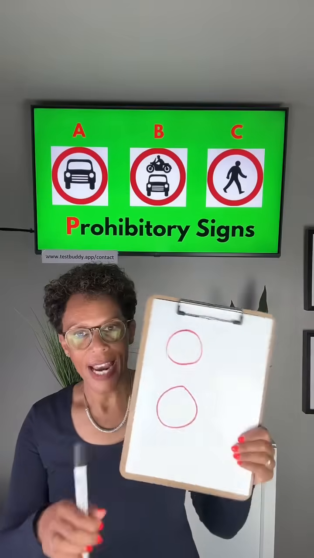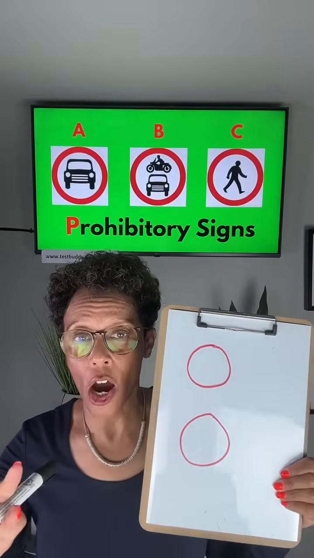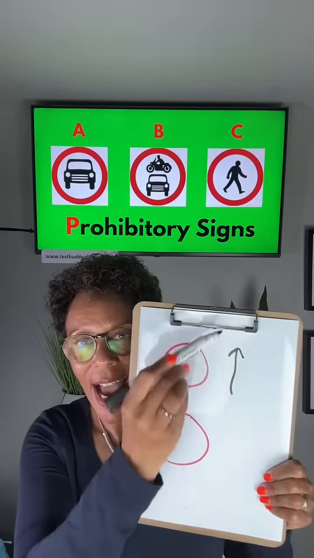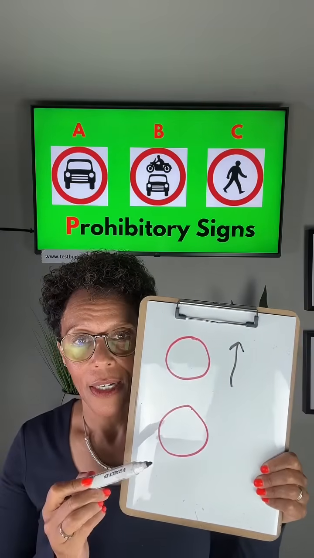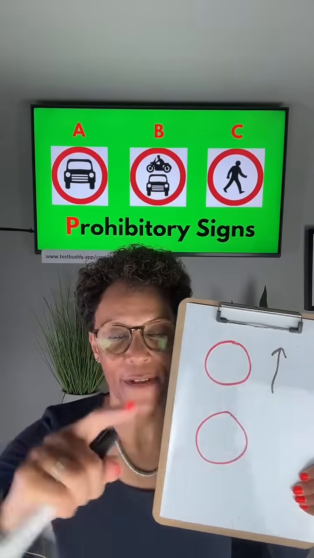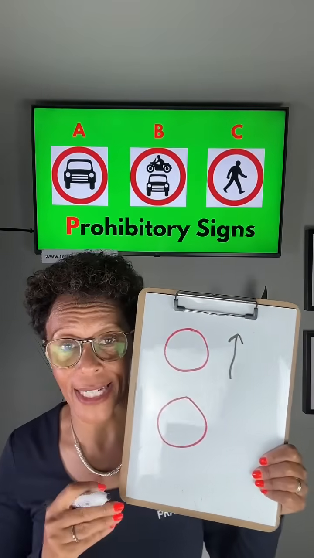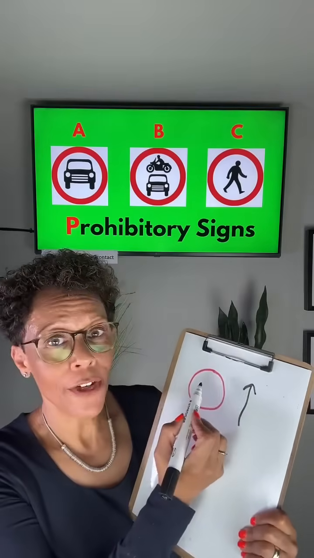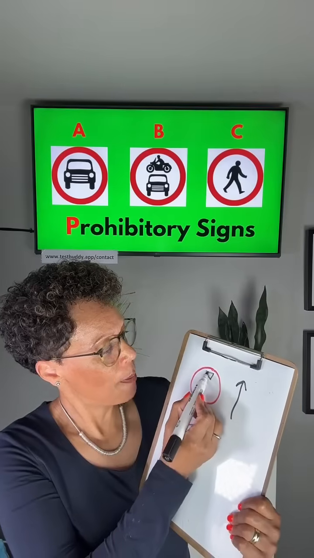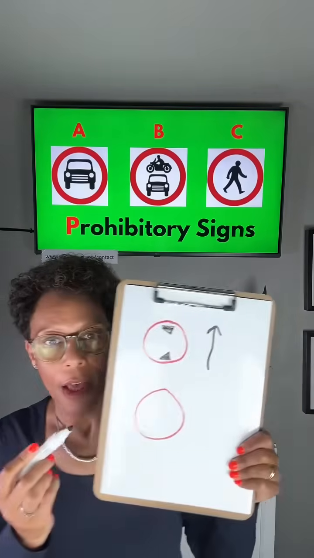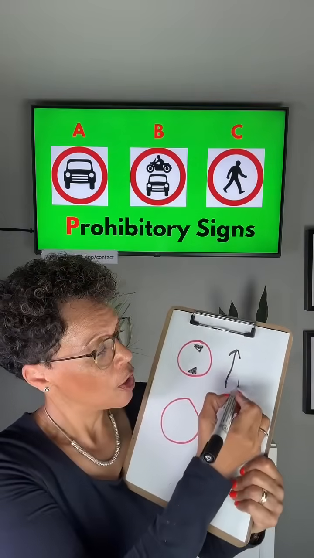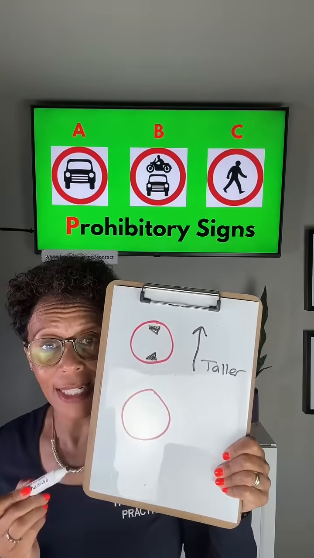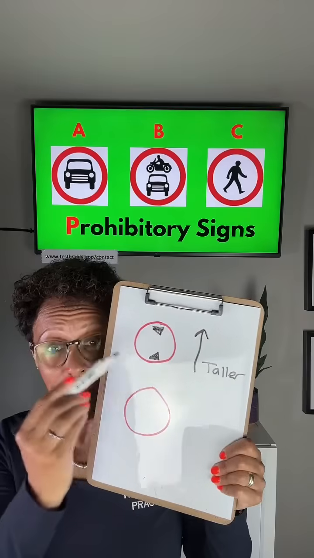Okay, so you've got your red O means no. If you look at this arrow here, is that arrow tall or wide? This arrow is tall, isn't it? So if you can see arrows that are up and down, then this would mean no vehicles taller than.